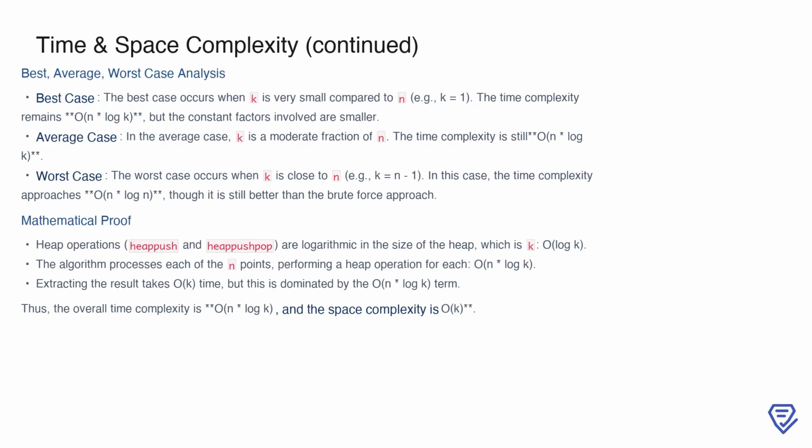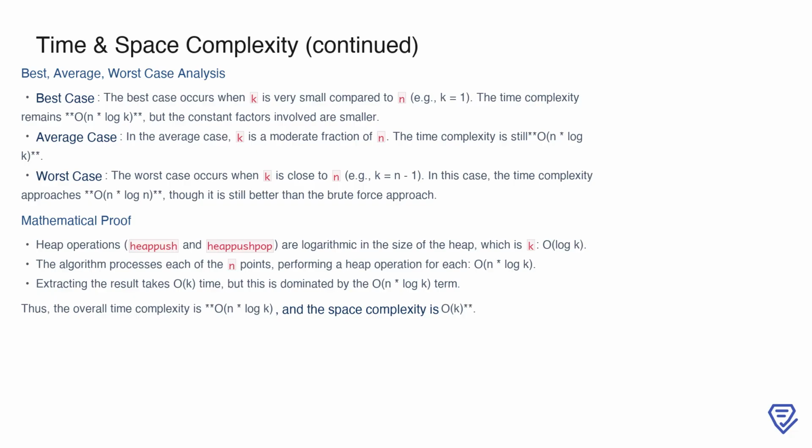Finally, let's break down the algorithm's performance in different cases. In the best case, where k is very small compared to n, such as k equals 1, the algorithm still has a time complexity of O(n * log k), but the constant factors involved are minimal, making it very efficient. In the average case, where k is a moderate fraction of n, the time complexity remains O(n * log k), which is manageable for most practical scenarios.